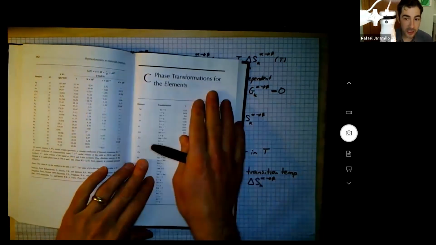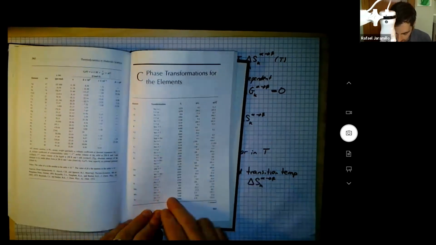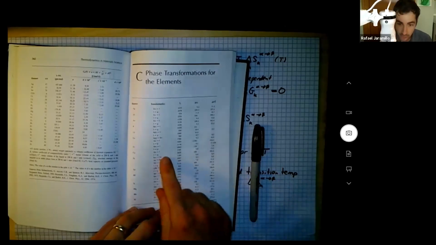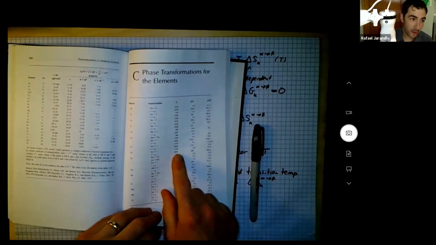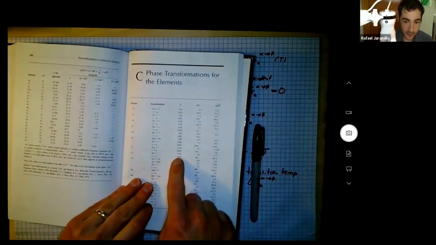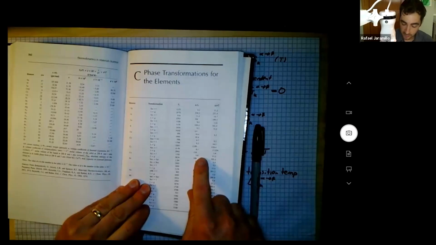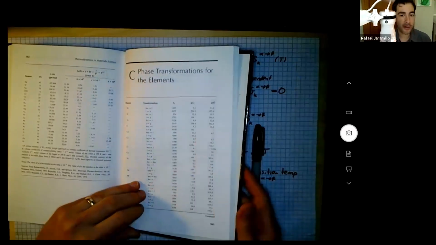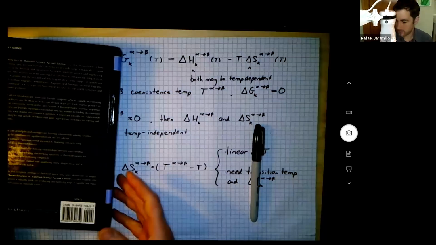phase transformations of the elements, right? Here's a bunch of phase transformations of pure materials. And normally you get these triples. You get a temperature. I know it's blurry, but you know, I'm looking at the book, Appendix C. There's a temperature of the transformation, a delta S of the transformation, and a delta H of the transformation. So this is the sort of data that you find in databases.